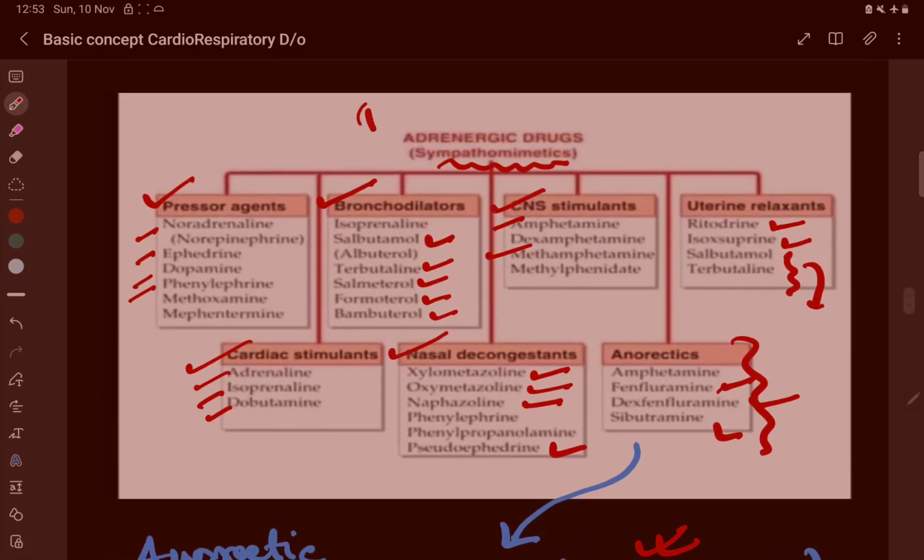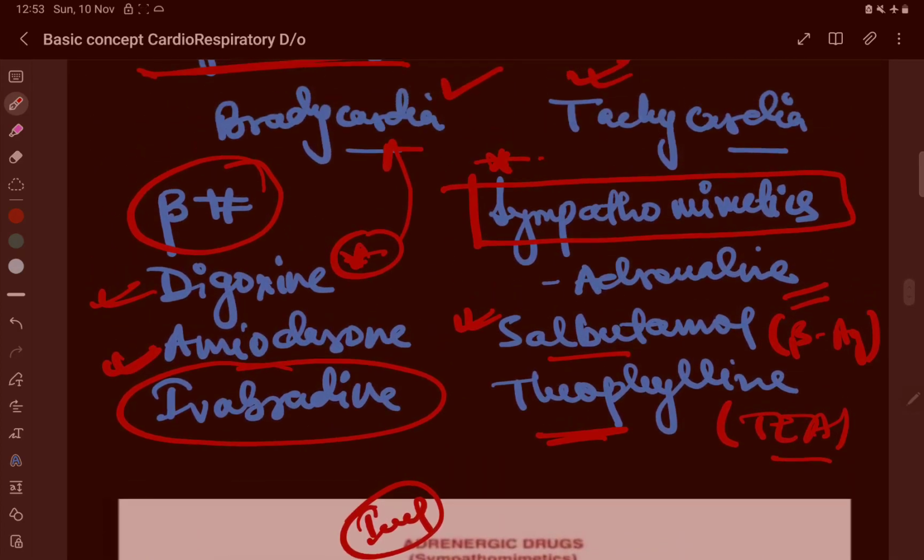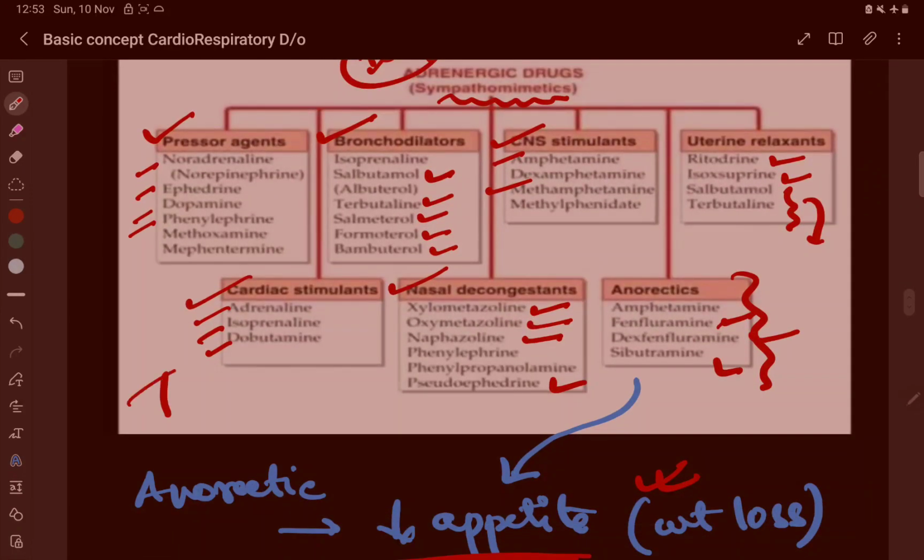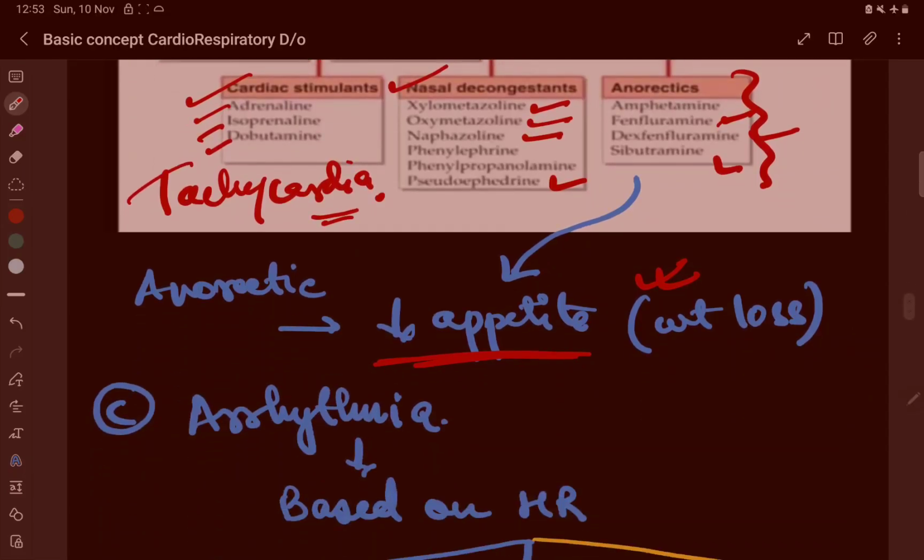So this is a very important classification. You have to keep it at the tip of the tongue, and all these drugs discussed cause sinus tachycardia. All these drugs cause tachycardia. So when you take tea, it causes tachycardia, remember.